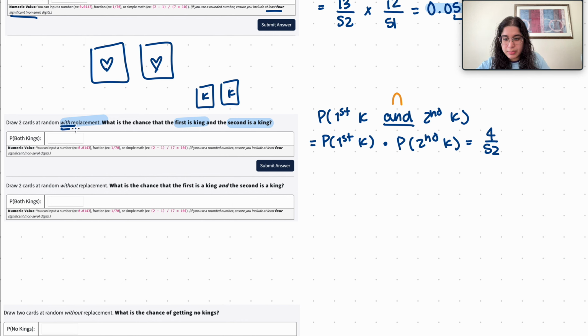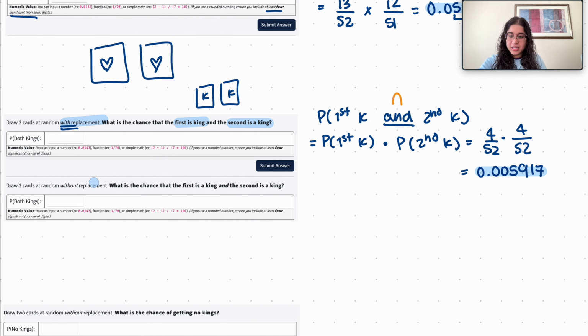Now, since this is with replacement, in my second draw, there's still going to be 52 cards in the deck. And there will still be 4 kings because, again, when I picked my first king, I put it back. So there's still a constant number of kings. Now, if I put this in my calculator, that's the same thing as 4 out of 52 squared, which is 0.005917. And that is my final answer for this question.